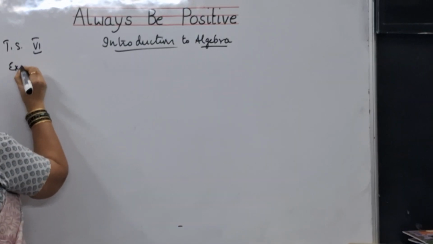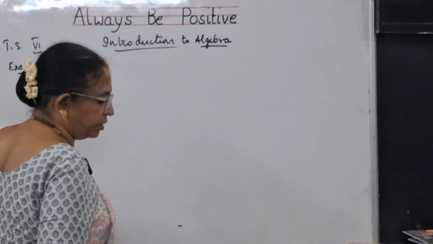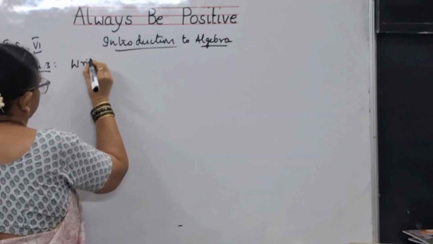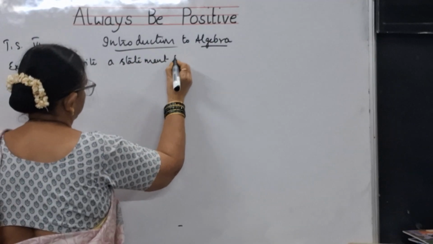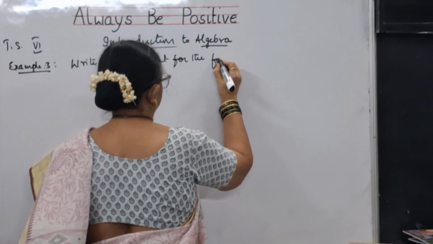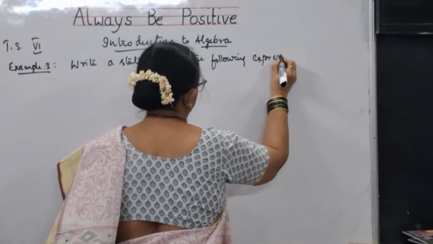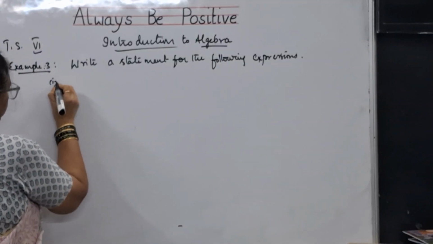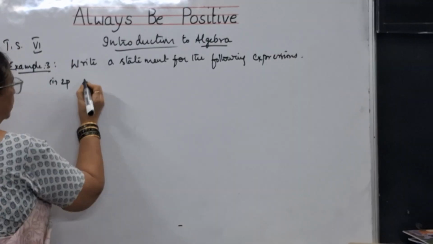Now, example 3. What is this example 3? Write a statement for the following expressions. So what are the statements? First one, 2p. So what is the statement that you will be writing?